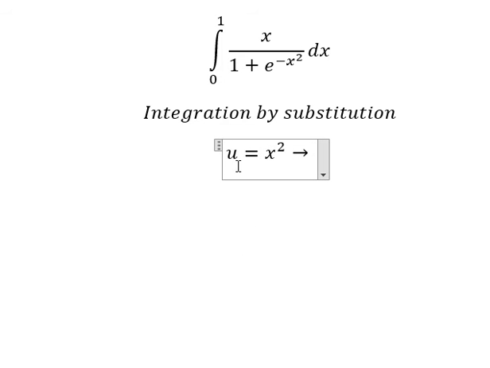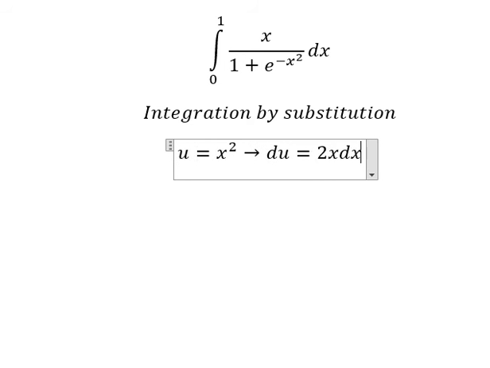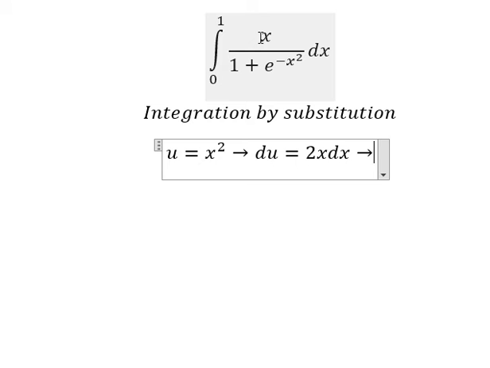Later, we need to take the first derivative of both sides, and we have du equals 2s ds, because we don't have number 2 in here, so we need to divide both sides by number 2.